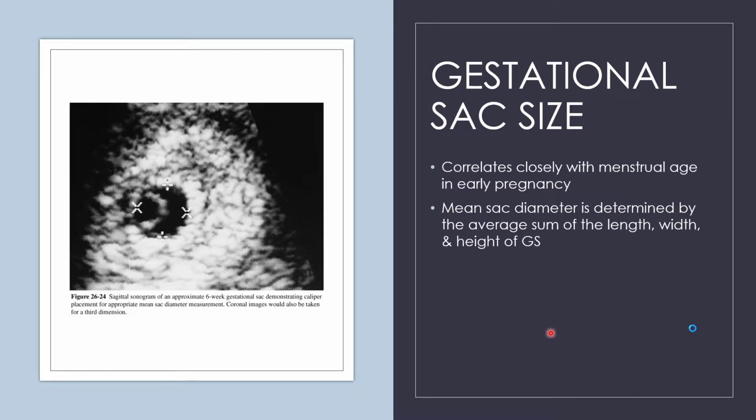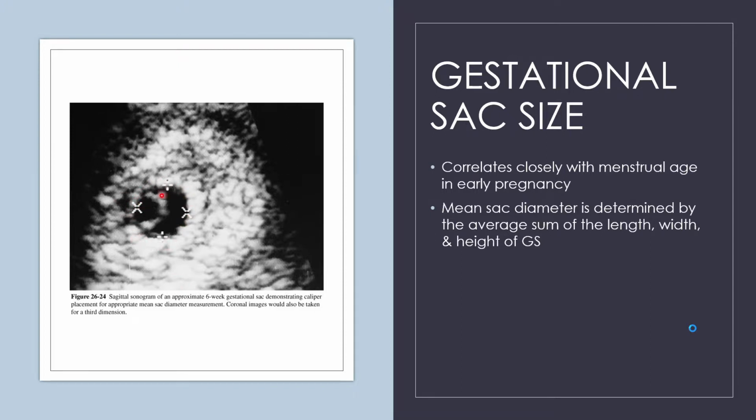So the mean sac diameter is determined by the average sum of the length, width, and height of that gestational sac. So this is a very poor ultrasound image. You may not know it because you've not looked at a lot of them, but trust me, this is an old image, but it gives us a good caliper placement.